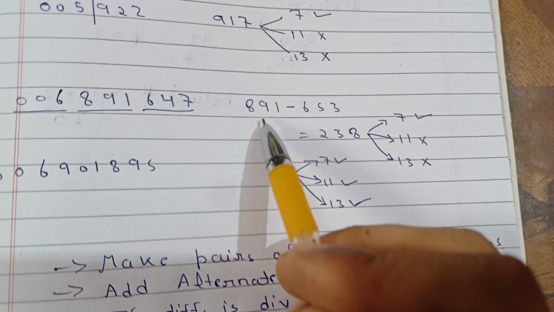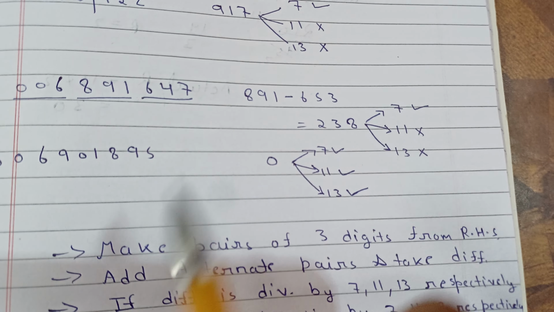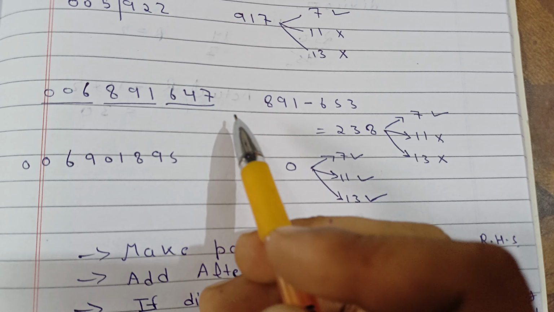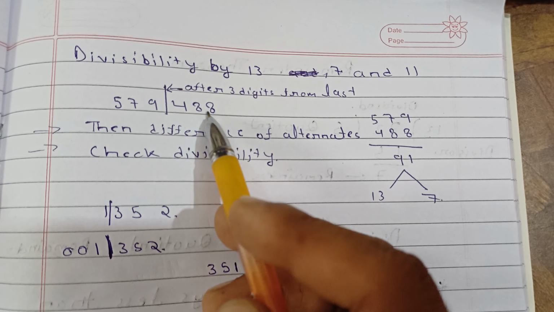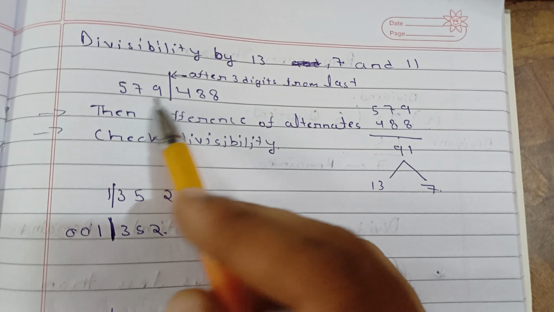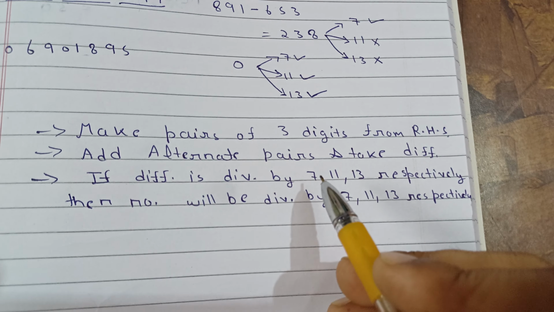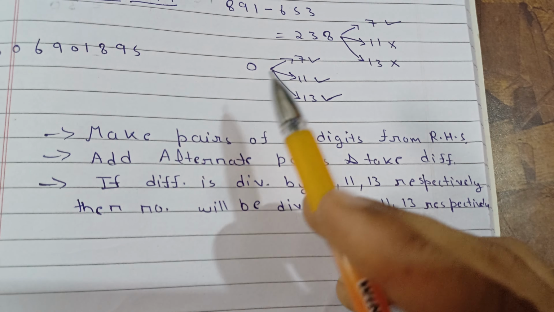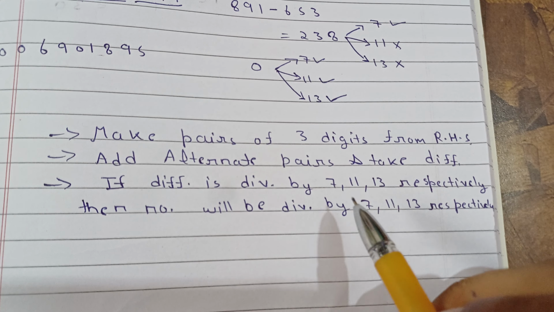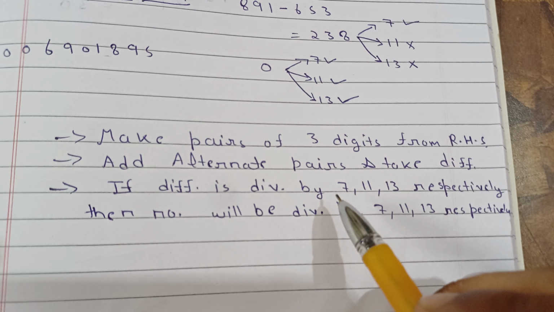So the sum of this will be 653 and subtract 891, so we will get some difference. Okay, so that's how you will make the pairs and take the difference of adding these and subtracting the alternate. If you have only 2 pairs of 3 digits each, then subtract them from one another. So what happens after subtraction? If the difference is divisible by 7, 11, 13 respectively, then the number will be divisible by 7, 11, 13 respectively. So the difference will come out, and check if it is divisible by 7, 11 or 13. Whichever divides that difference, the whole number will be divisible by that number.